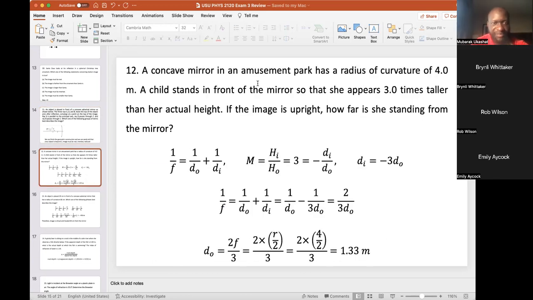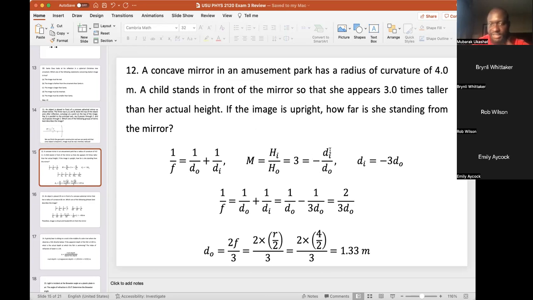Number 12, a concave mirror in an amusement park has a radius of curvature of 4.0 meters. A child stands in front of the mirror so that she appears three times taller than her actual height. If the image is upright, how far is she standing from the mirror? So this is the mirror equation: 1/focal length equals 1/object distance plus 1/image distance. And magnification is image height over object height, which is given to be 3 because the image is 3 times as tall as the object.